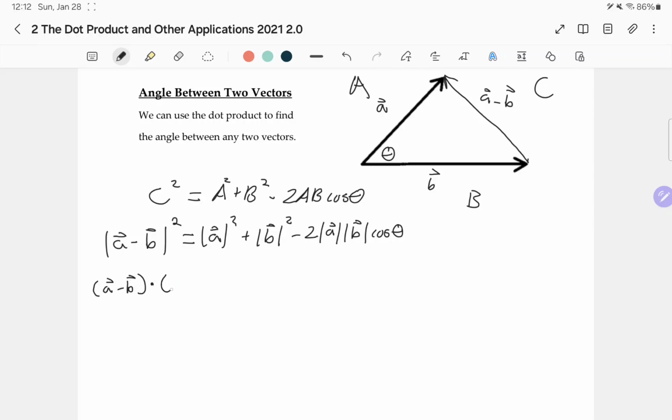So this becomes the dot product like that. And then this one becomes the dot product of itself again, which is a dot product a, minus b dot product b, like this.